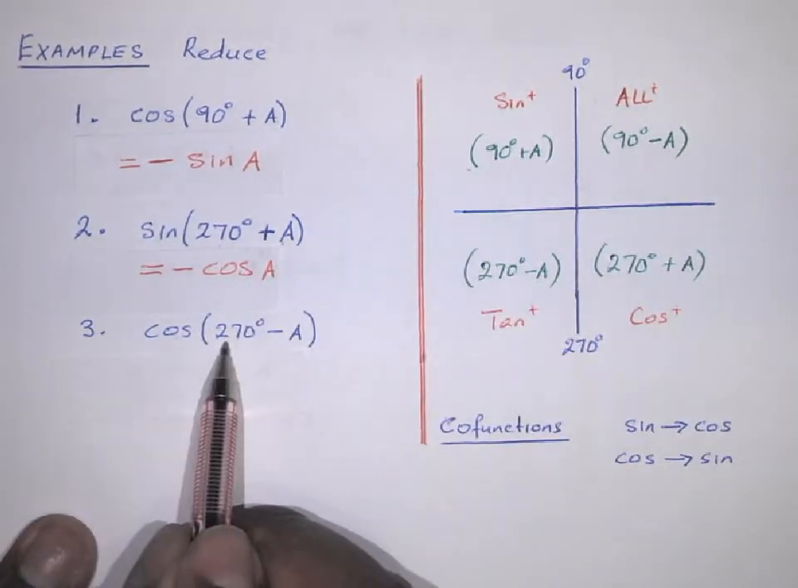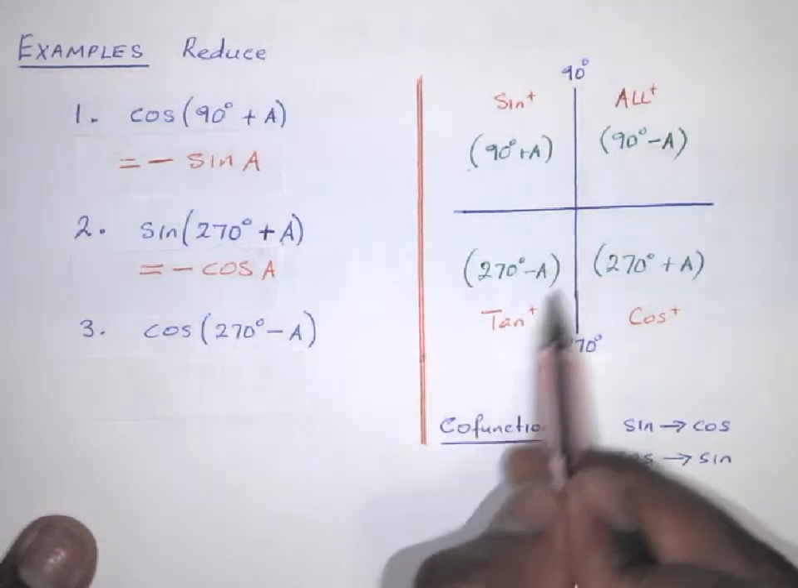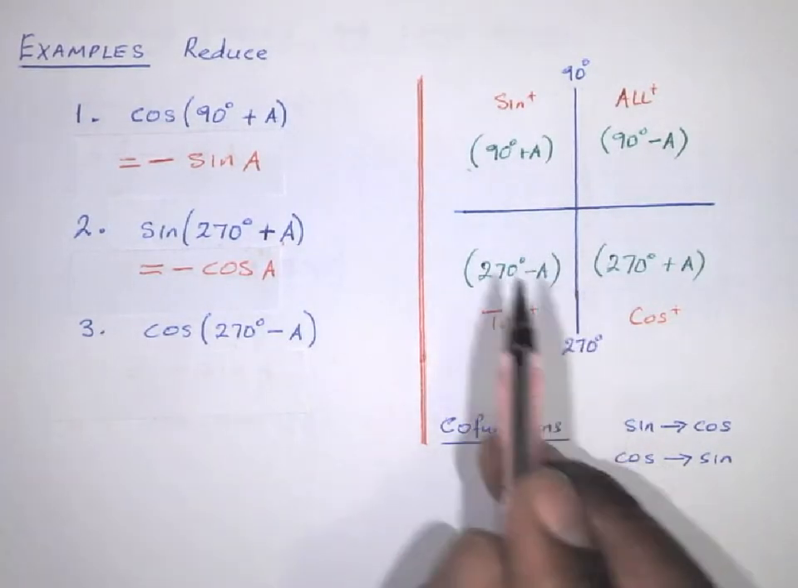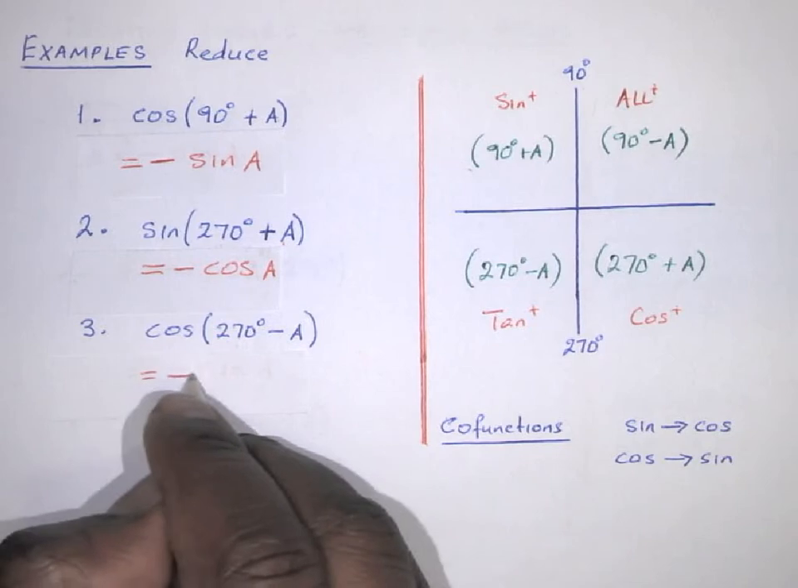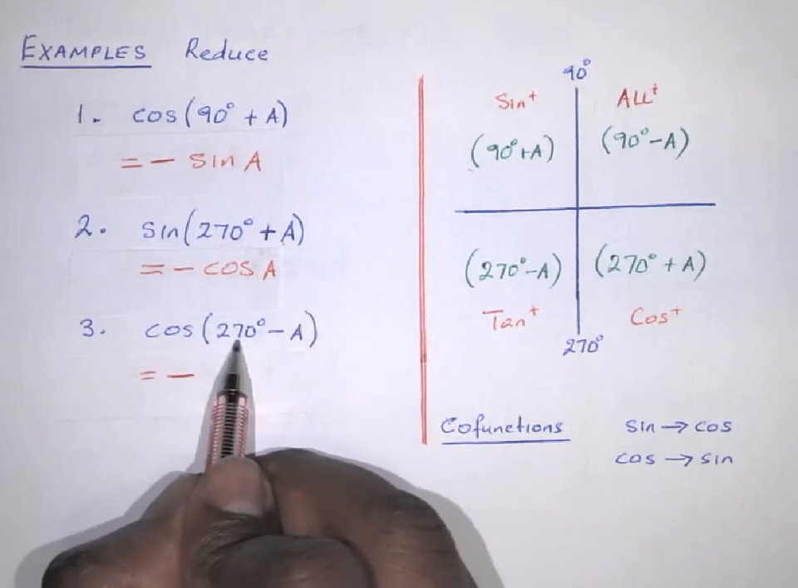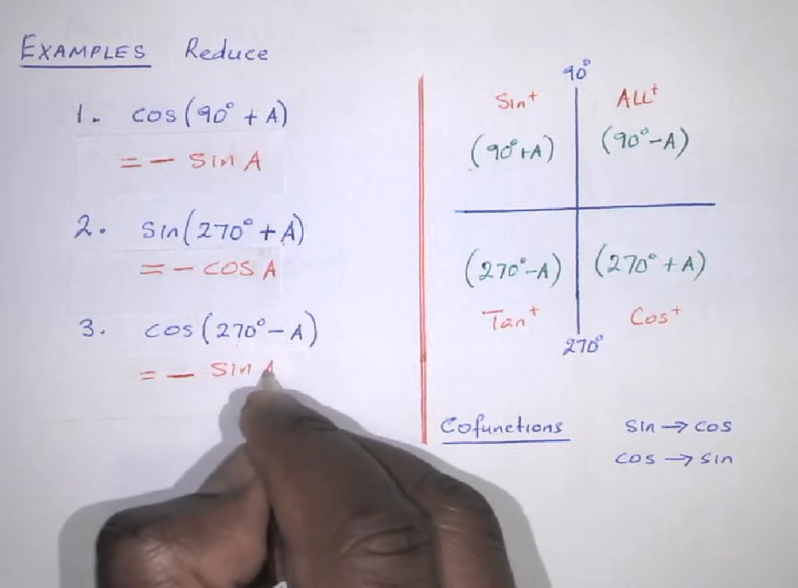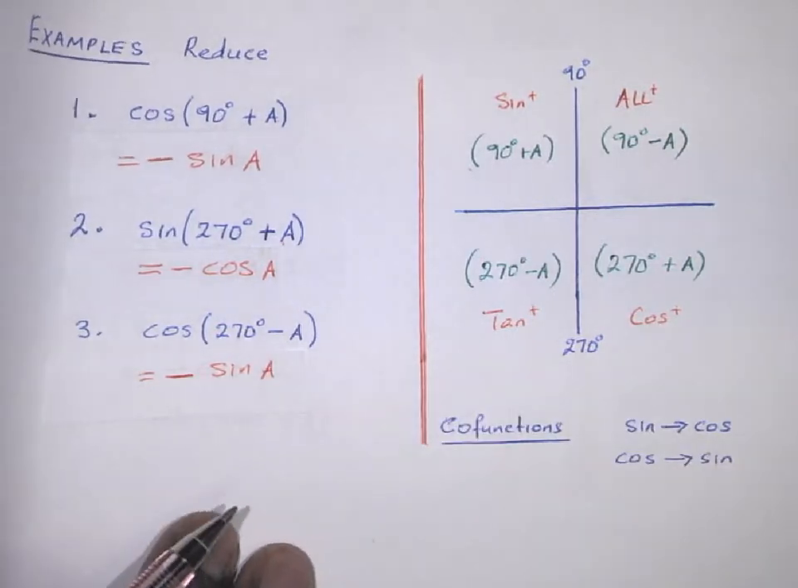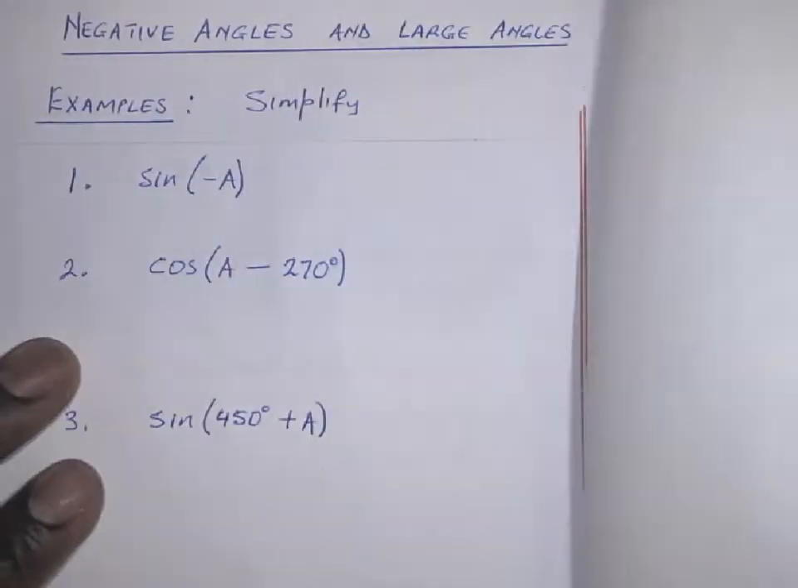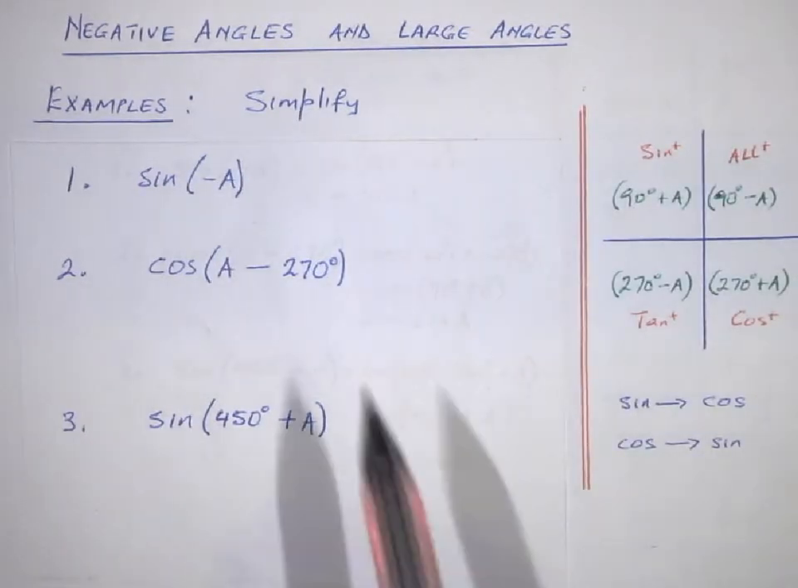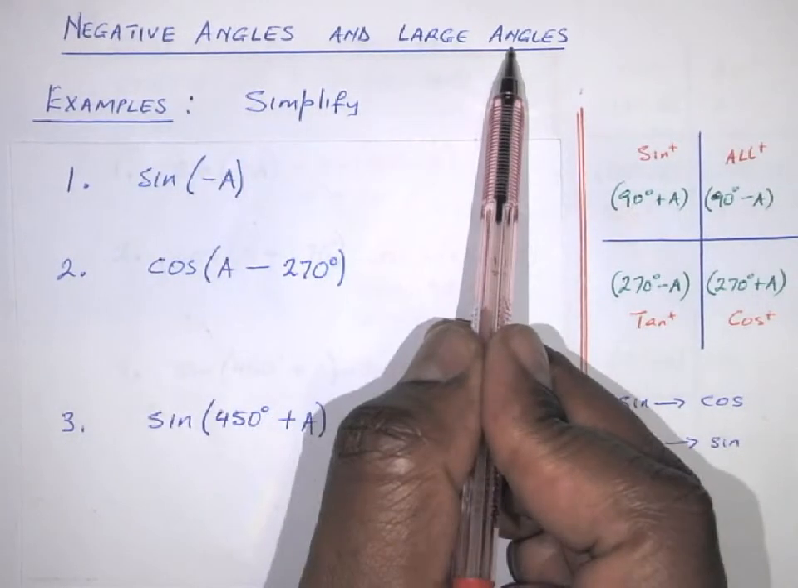What about cos of 270 minus a? We are here. How is cos in that? It is negative. So my answer is negative. But because this is 270, I'll write the cofunction of cos, which is sine of an angle a. Let's look at another thing that we may need here. So we may need, again, the negative angles and large angles.